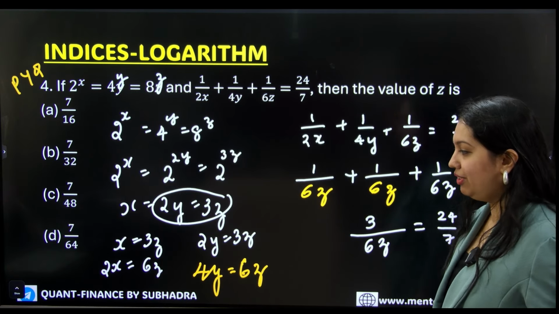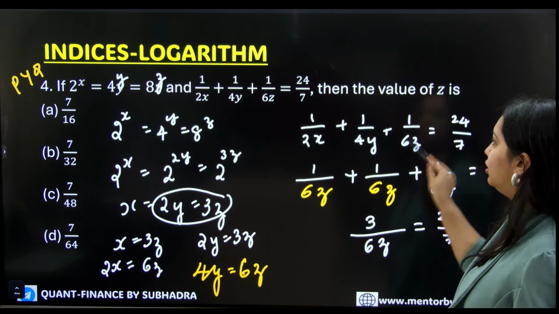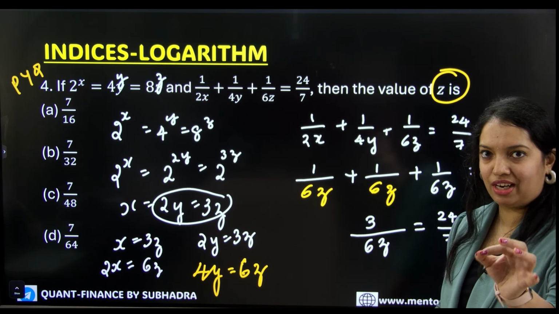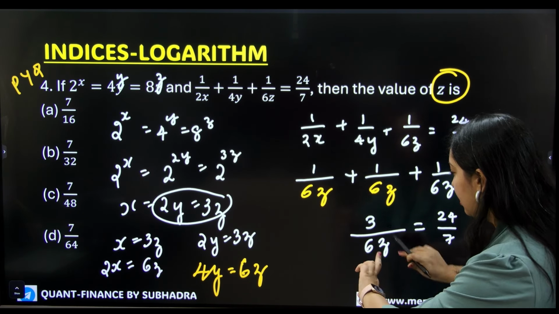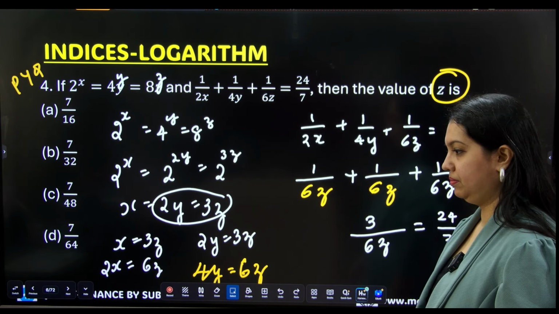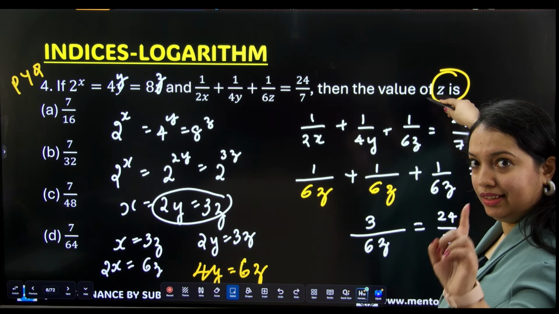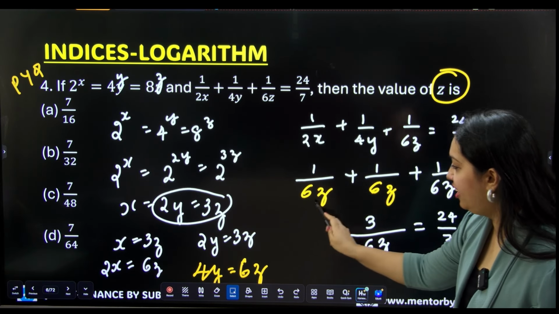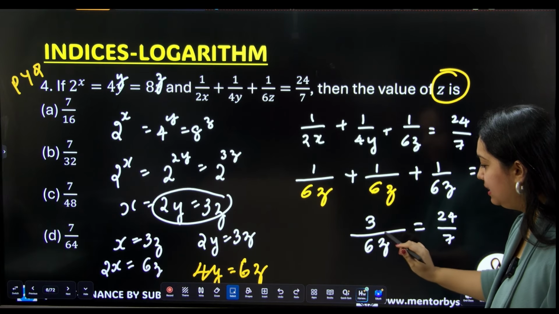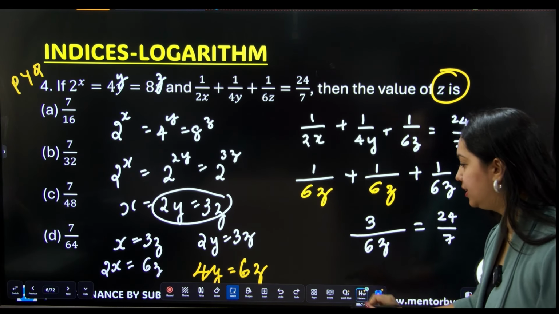Ma'am, why did you convert everything in terms of z like this? Because that's what they have asked in the question: find the value of z. See, in the question, they are asking me to calculate the z value. That's why I converted everything in terms of z. I observe that z is in the denominator, so take the reciprocal.